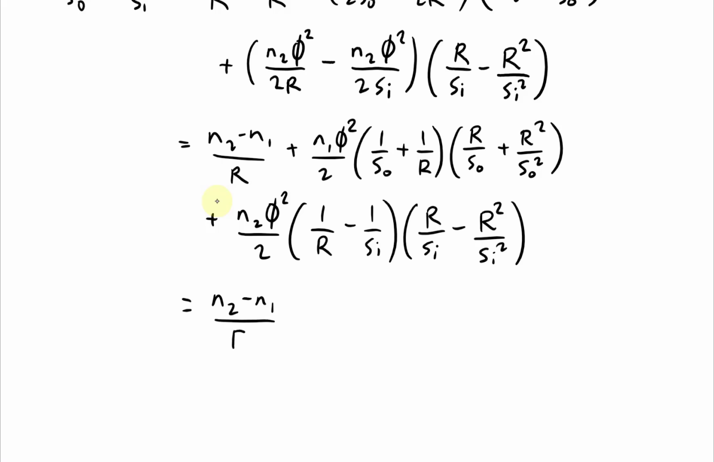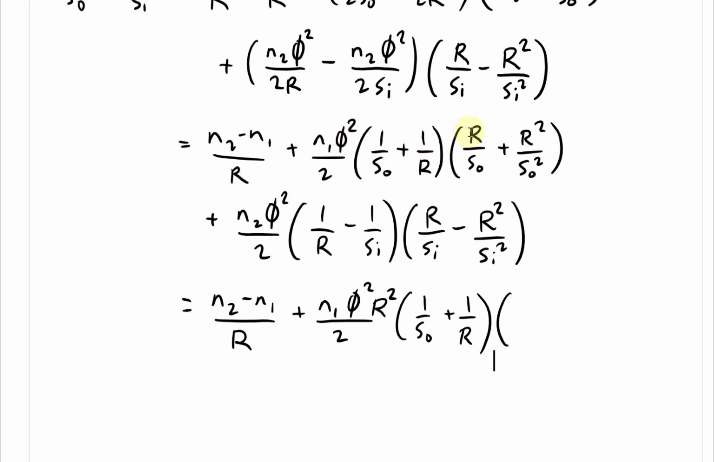So n1 over r. And now we're going to factor out this r squared on this side. It's going to be a plus n1 phi squared over 2, 1 over s. Actually, we're going to factor out the r. I'm just going to put an r squared now. And now it's going to be a 1 over s naught plus 1 over r. Now this one here is going to be factoring out the r. We're taking r squared. This one has an r there, so we're going to have a 1 over r s naught. And likewise, that means we're going to have to factor out the s naught as well.